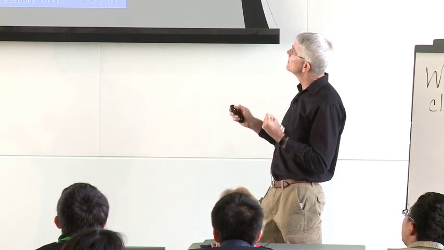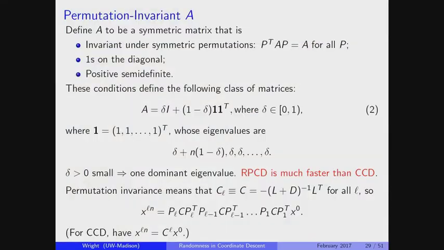If you pick an A to have these properties, it's invariant under symmetric permutations. That is, if I take A and do any random reshuffling of the rows and columns, I just get A back again. Okay? If it has 1s on the diagonal and if it's positive semi-definite, then I can simplify this expression. And the way it simplifies is that the C_L no longer depends on the permutation. Because of this property here, when I do the permutation, then break the matrix up and form this operator, the matrix never changes. And so this operator is always the same.